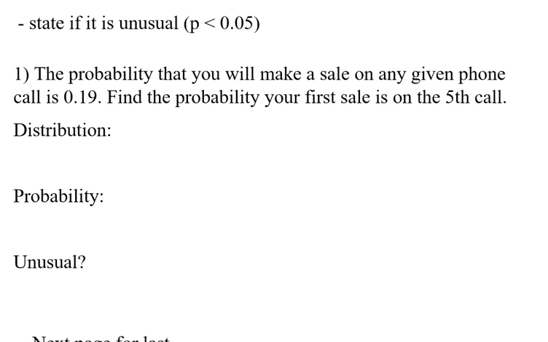Situation number 1. The probability that you will make a sale on any given phone call is 19%. What's the likelihood that your first sale of the day is on the 5th call? Well, this is going to be a geometric. It's a geometric because we're talking about the likelihood your first success occurs on some xth trial, in this case the 5th trial. The corresponding probability, I'm going to use geometric PDF.